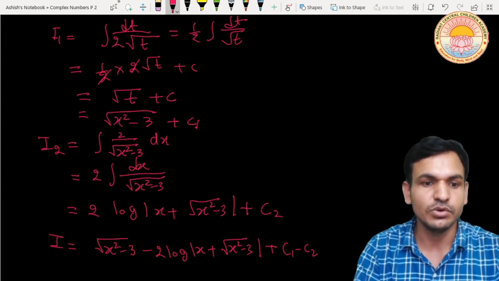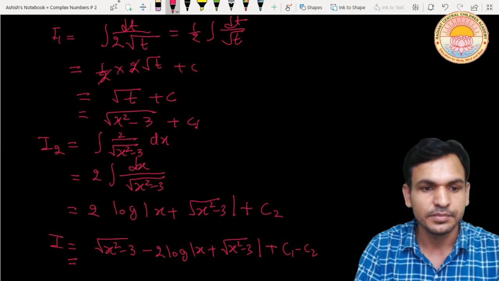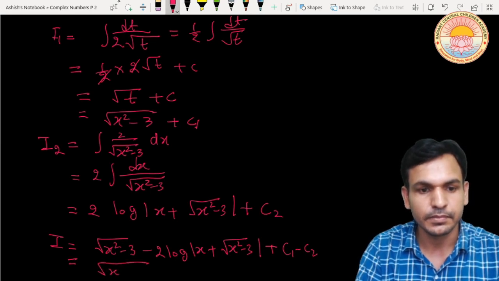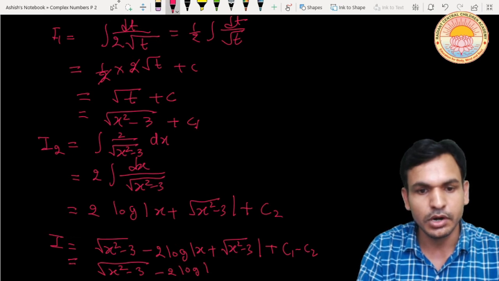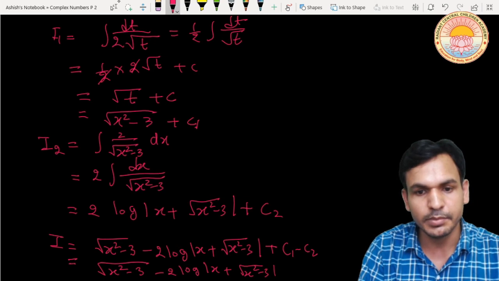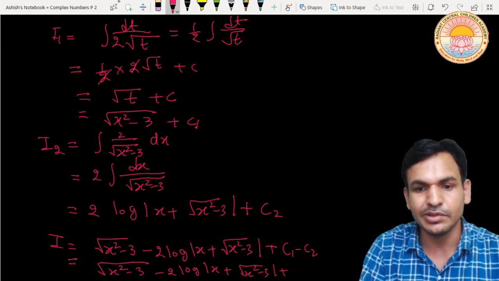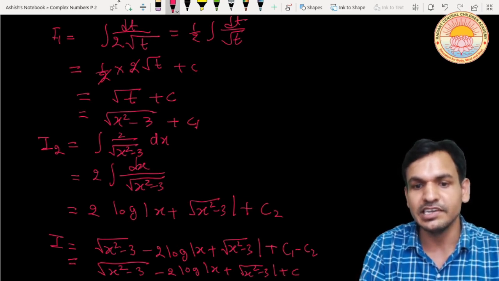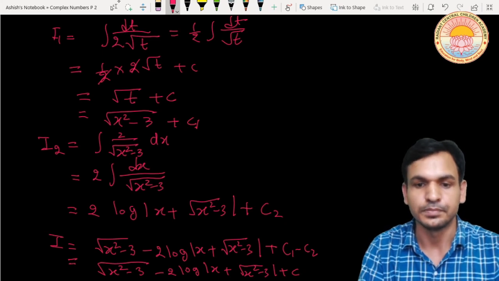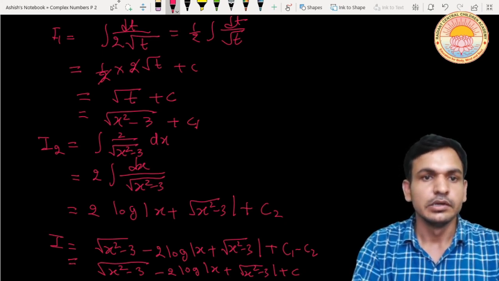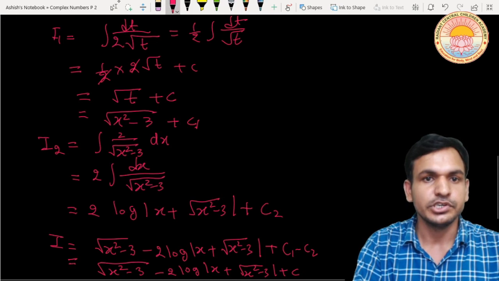And c1 minus c2 will again be another constant. So I is root x square minus 3 minus 2 log mod x plus square root of x square minus 3 plus some integral constant, suppose that C, where C is equal to c1 minus c2. Clear? Now let us solve the last question for today.